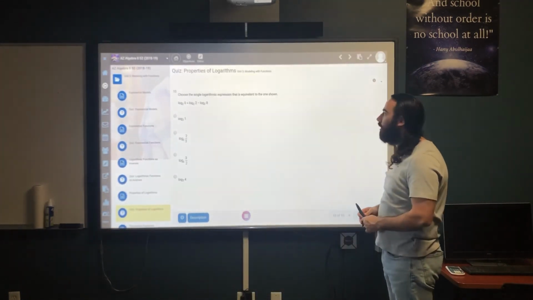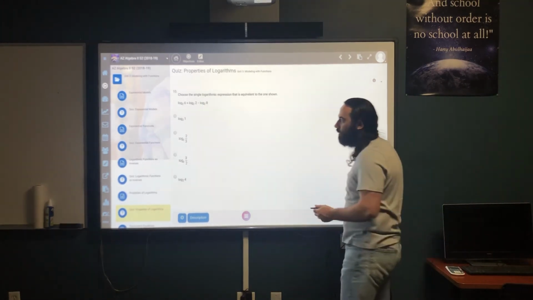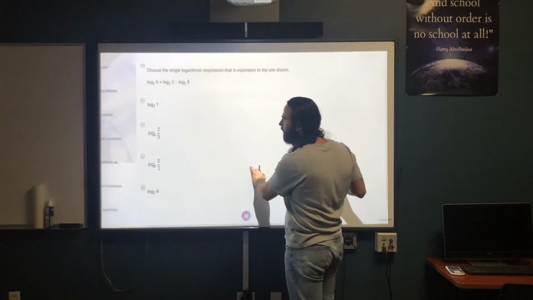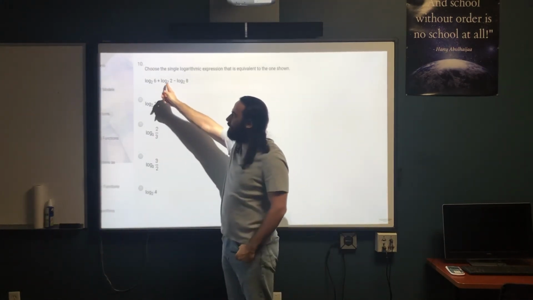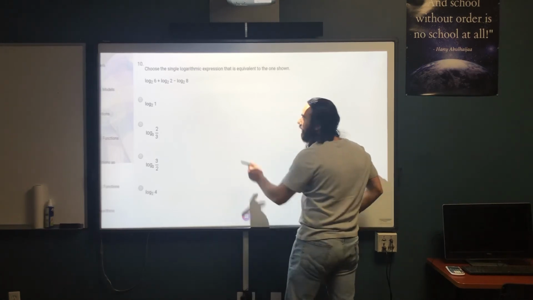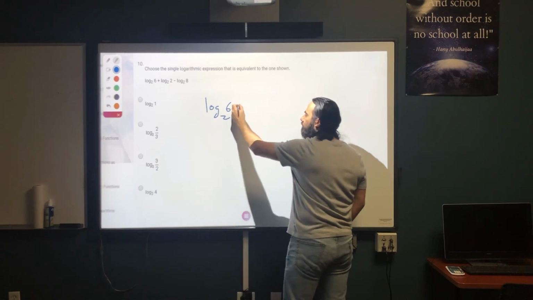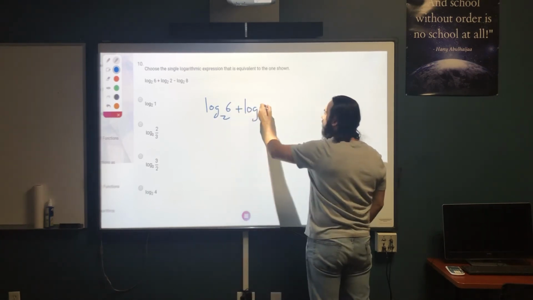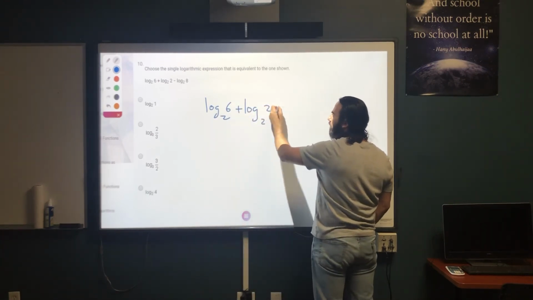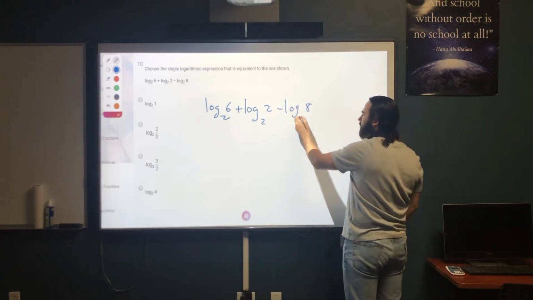And the last one, we have choose the single logarithmic expression. That's the last one. I'm not going to solve it, I'm going to explain it. So we have addition. Let's solve it. We have nothing to lose. We have log 6 with the base 2 plus log 2 minus log 8 to the base 2.